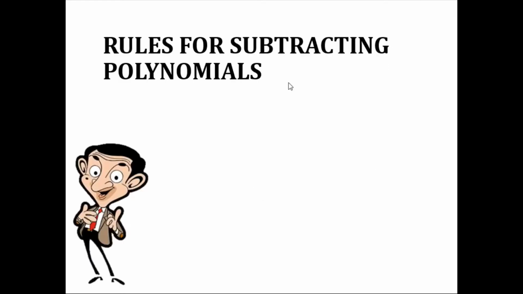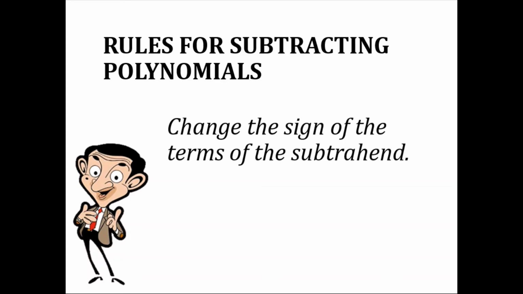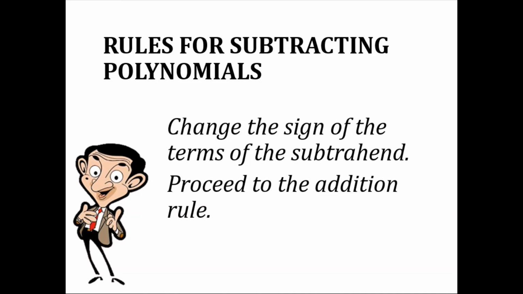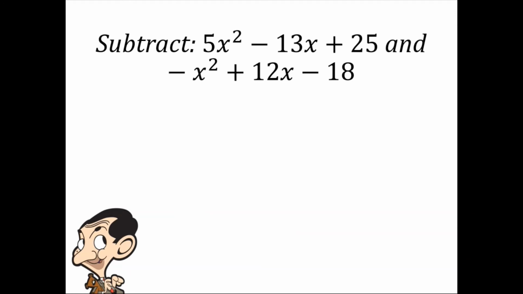Also follow rules in subtracting polynomials. Rule number 1, change the sign of the terms of the subtrahend. And rule number 2, proceed to the addition rule. Let's have some examples. Subtract 5x squared minus 13x plus 25 and negative x squared plus 12x minus 18.